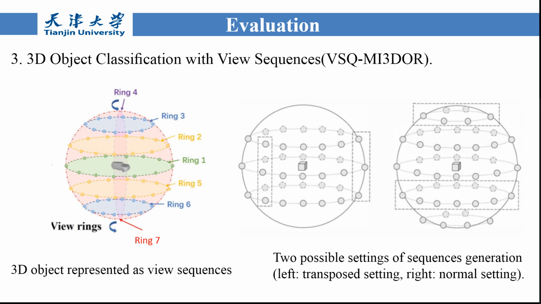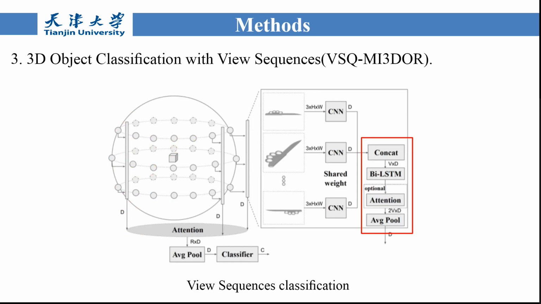For example, the left setting only uses 3 rings, and each ring contains 12 views. The right setting uses 7 rings, and each ring also contains 12 views. This is the view sequences framework. The view sequences are concatenated and fed into the attention-based bi-directional LSTM module to capture the important information.